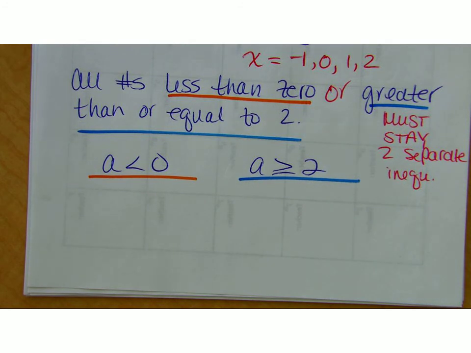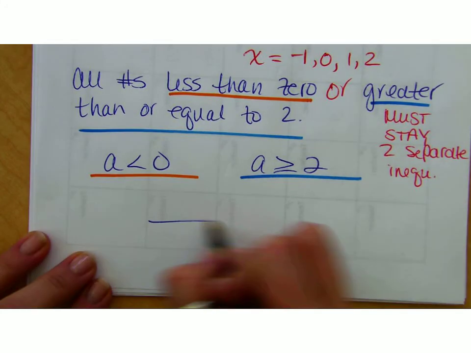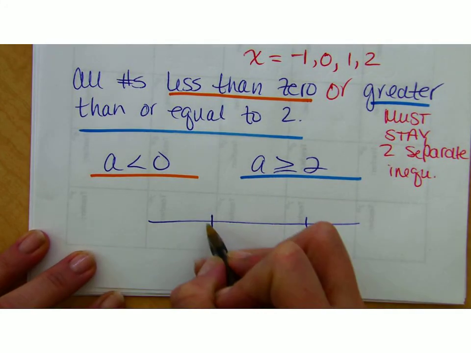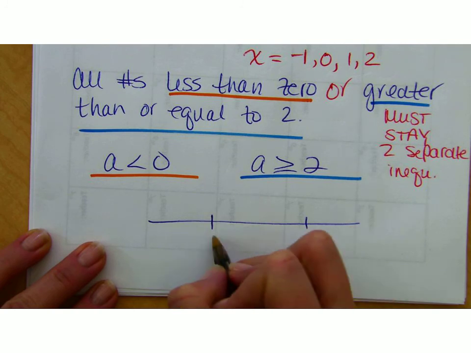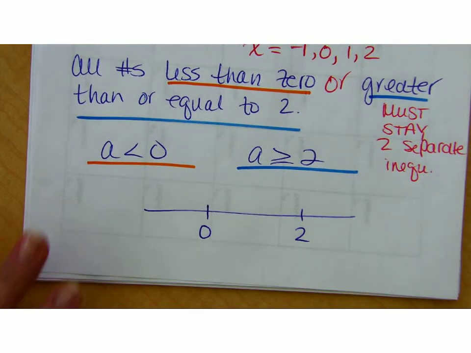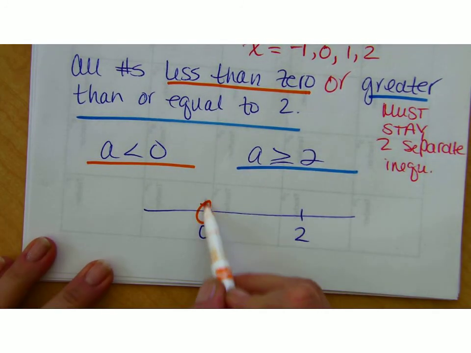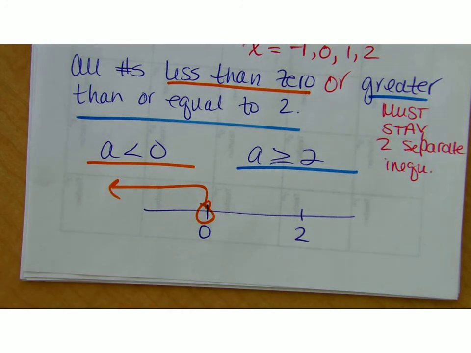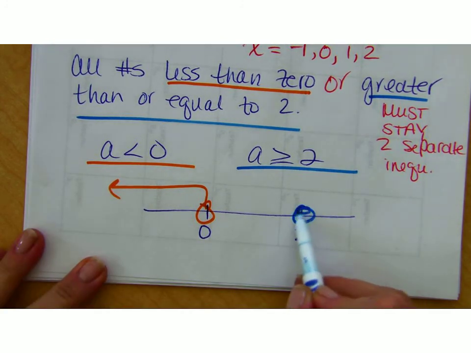So in an or, am I looking for overlap? No, because it doesn't have to fit both. It only has to be one. If you don't feel like giving me a number less than 0, fine, don't. Give me one greater than or equal to 2 then. So now let's see what this graph looks like. This is going to be interesting. So if this is 0 and this is 2, here's less than 0, here's greater than or equal to 2.